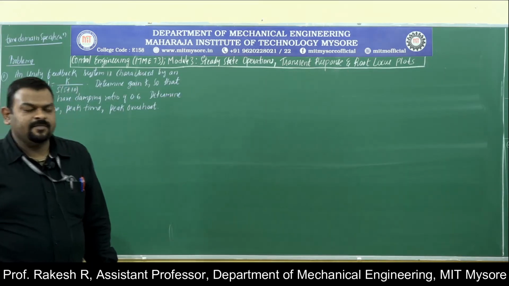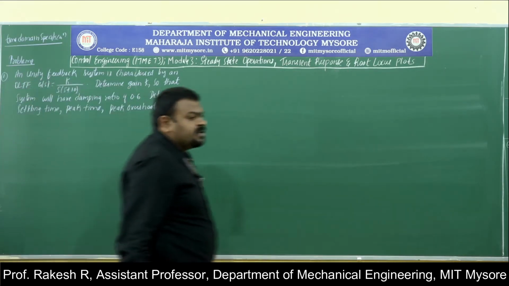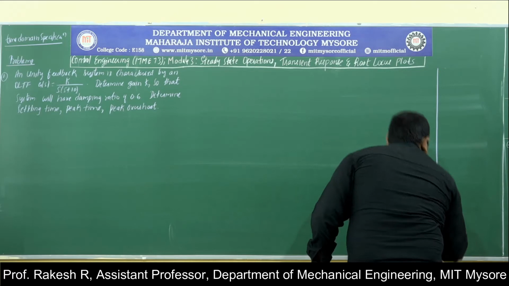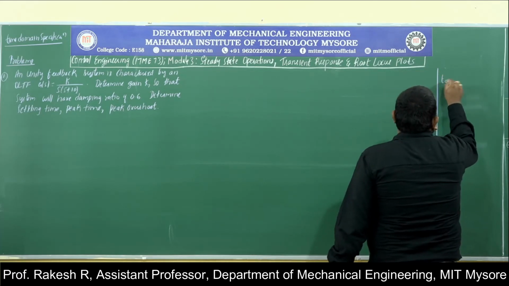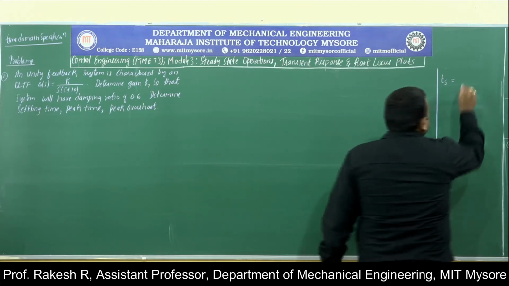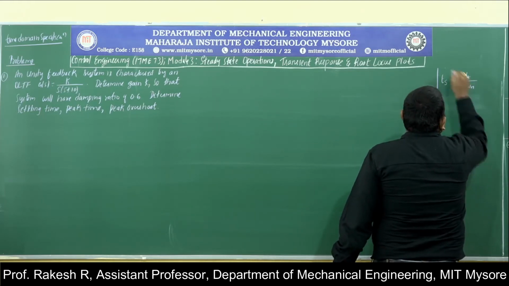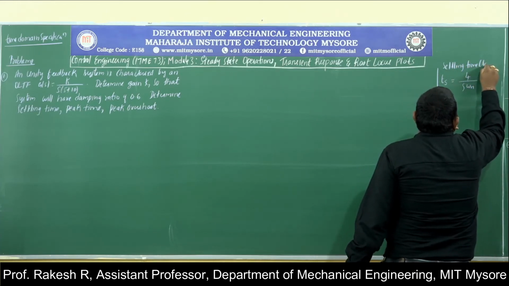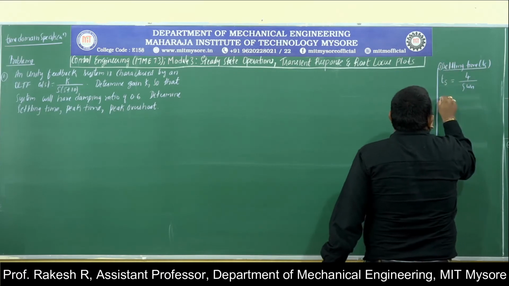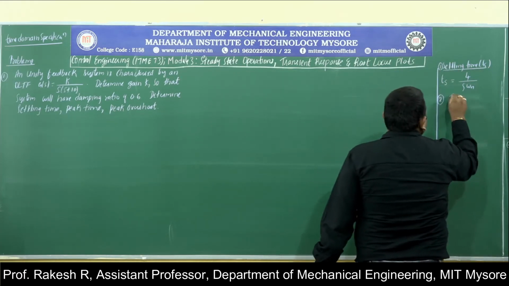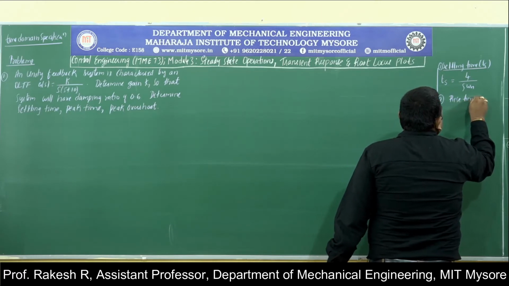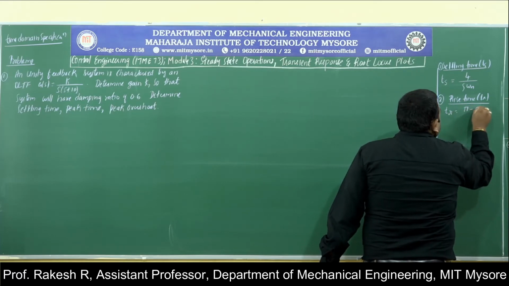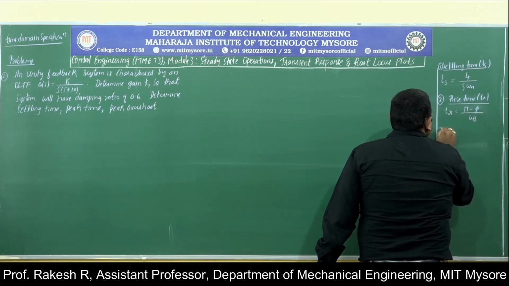Let us solve the first problem in time domain specification. Before that, let us recall the basic formulas we have studied. The first is settling time, which is 4 divided by zeta omega n. This is settling time, denoted by Ts. Then we have studied rise time, which is T suffix r, given by pi minus phi divided by omega d.